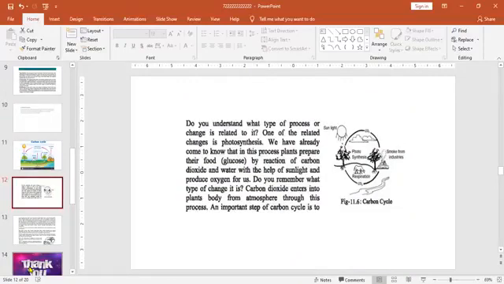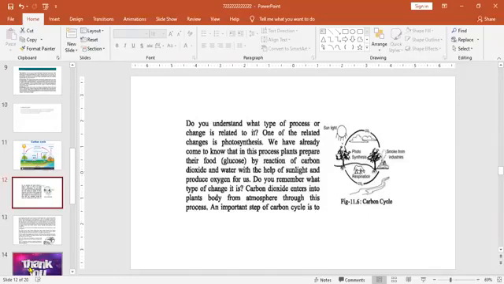Do you understand what type of change happens in the carbon cycle? One of the related changes is photosynthesis. We have already come to know that in this process, plants prepare their own food by the reaction of carbon dioxide and water with the help of sunlight, and produce oxygen for us. So carbon dioxide and water are different from glucose and oxygen. This is why the process is a chemical change.